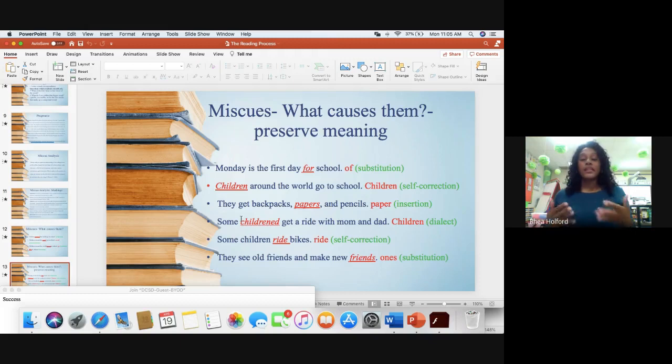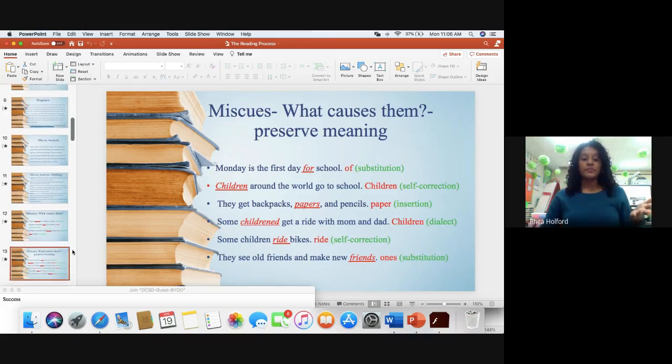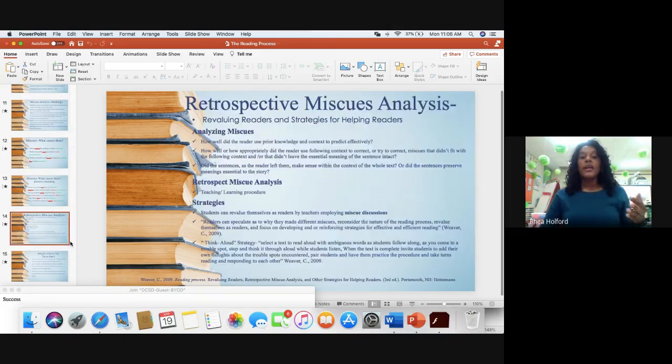And they see old friends and make new ones. Leticia substituted the word ones for friends. So with all of these miscues, the meaning was preserved. It did not change the meaning, and she was able to understand what she was reading. So after completing the miscue, we want to do a retrospective miscue analysis.